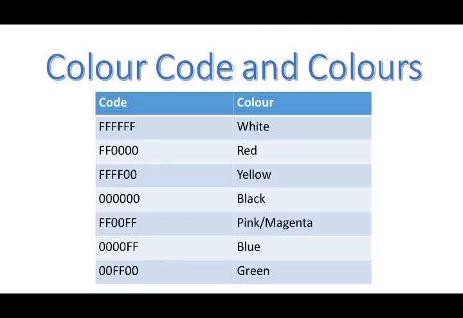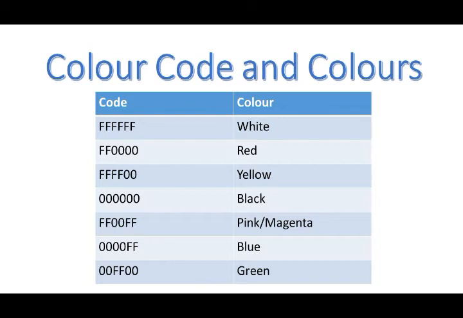Now let's learn about a few hexadecimal codes and which color they represent. You can see in this table that if all are F, that is double F, double F, double F, it will create white color. When the first and second places are F and all others are 0, it will give red color. If the first 4 positions are F and the 5th and 6th are 0, it will create yellow color. If all symbols are 0, then we will get black color.